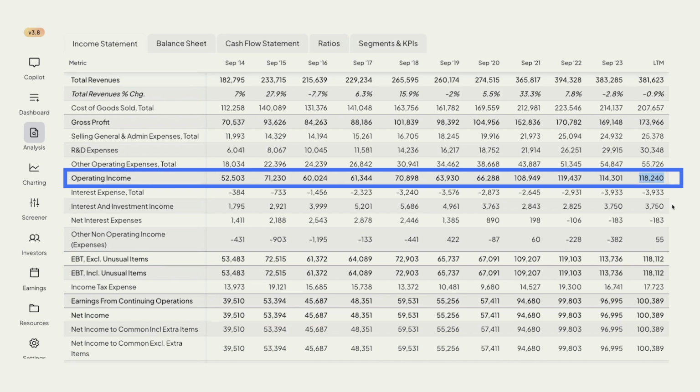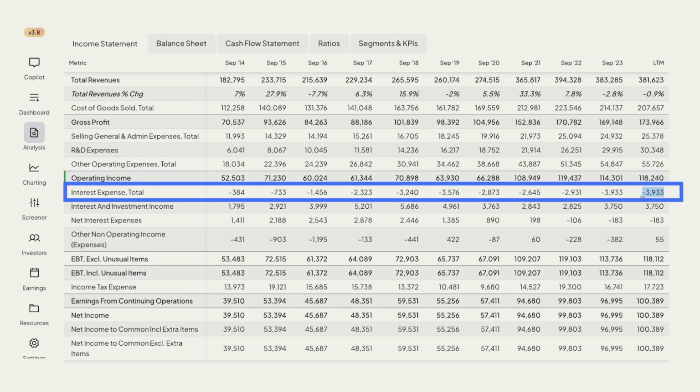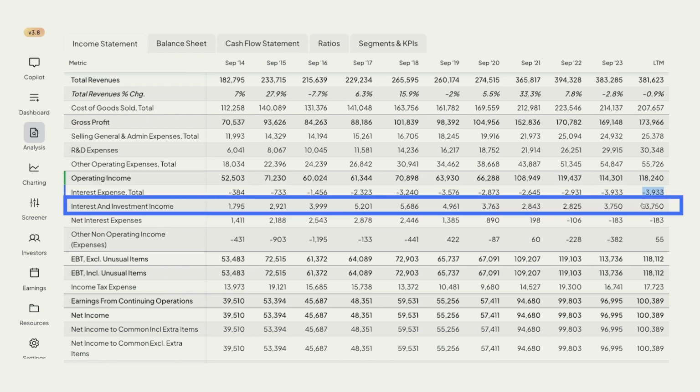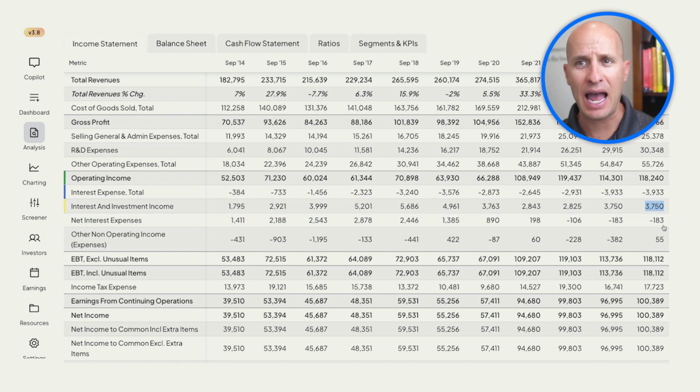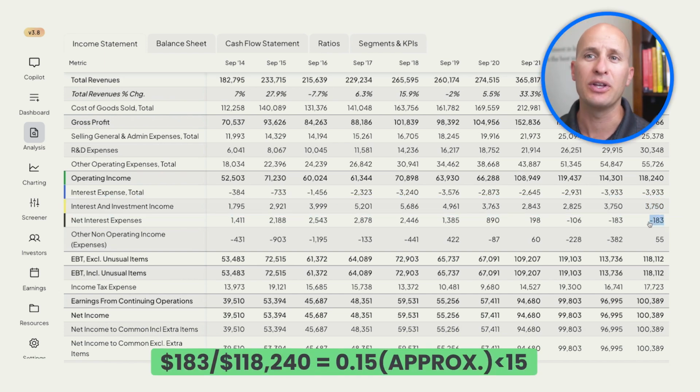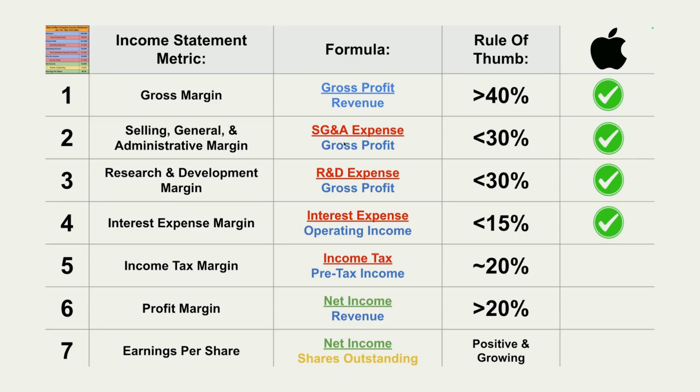If we take a look at the company's interest expense in total, we see that the company spent about $4 billion on total interest. Moreover, it's generated about $3.8 billion in interest income. So the net amount that Apple has spent on interest over the last 12 months is only about $200 million. That is well below 15% of the company's operating income. So on this rule of thumb, Apple certainly gets a passing grade.